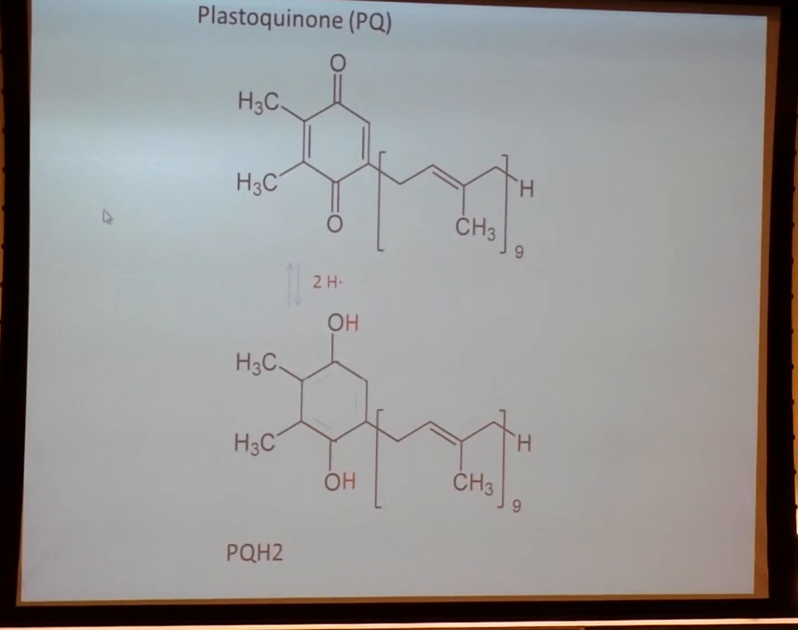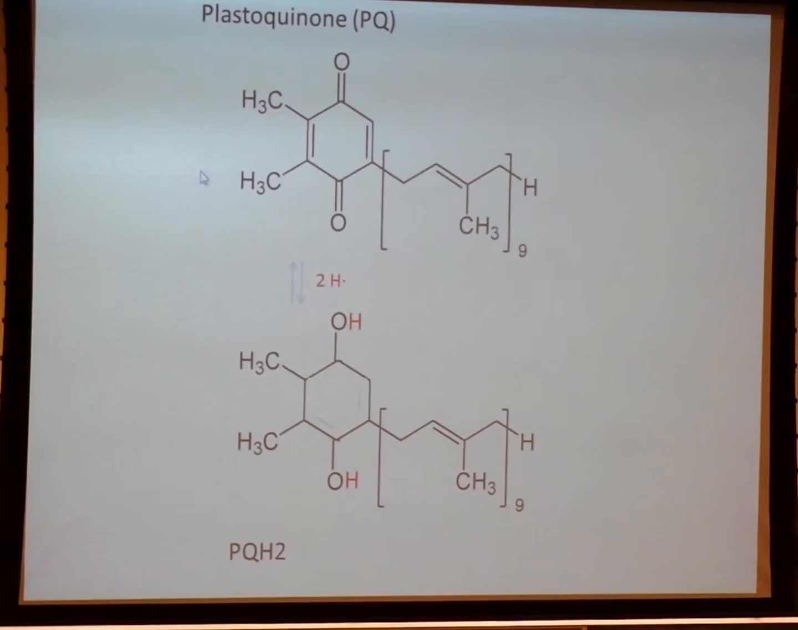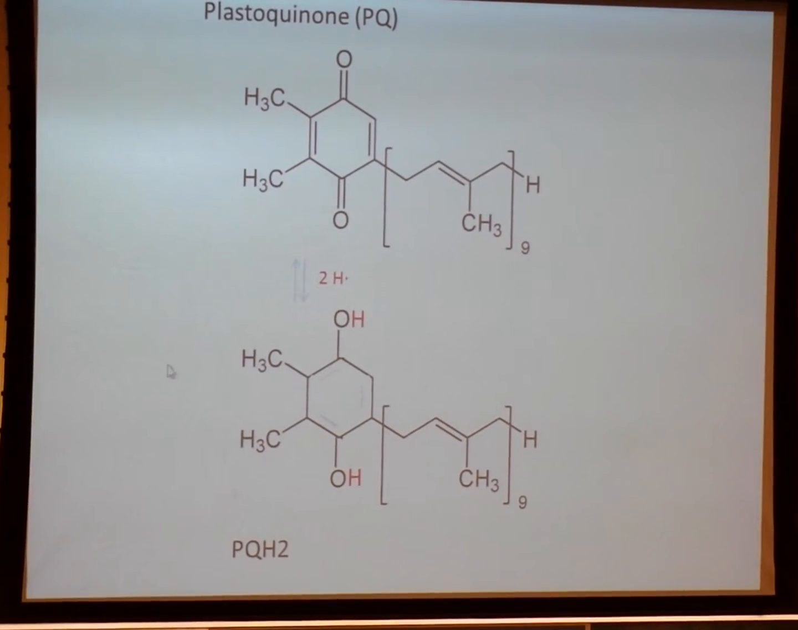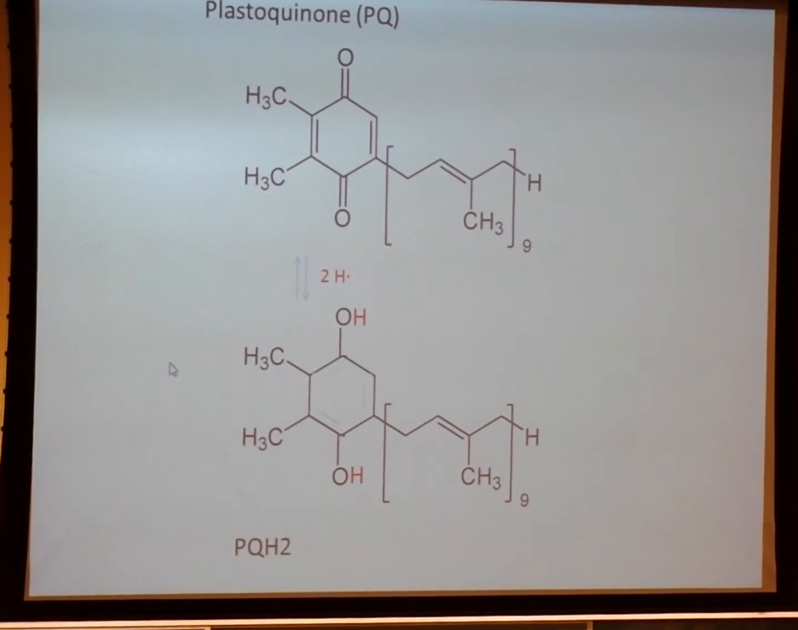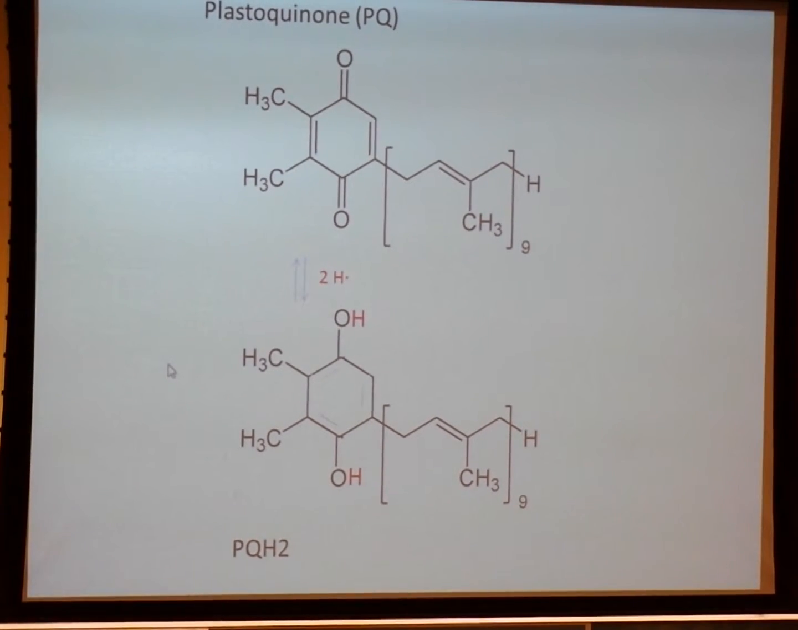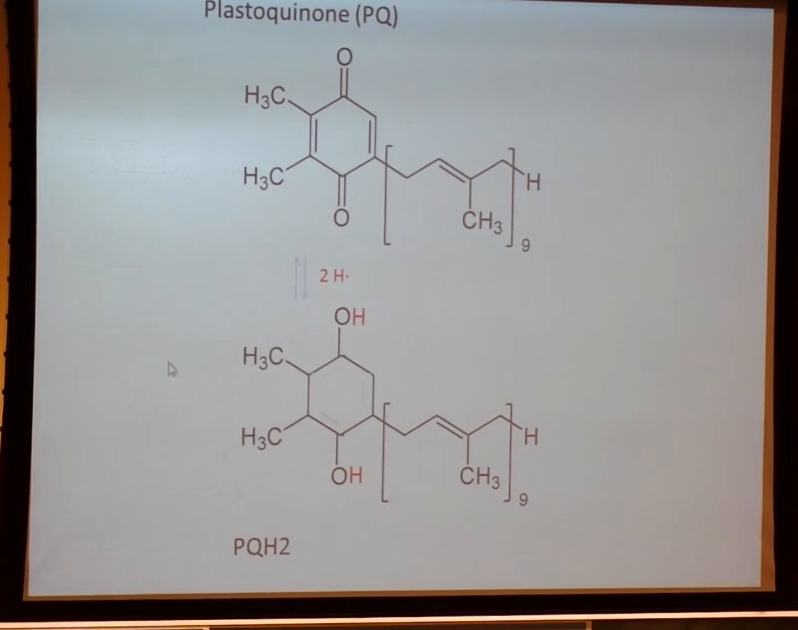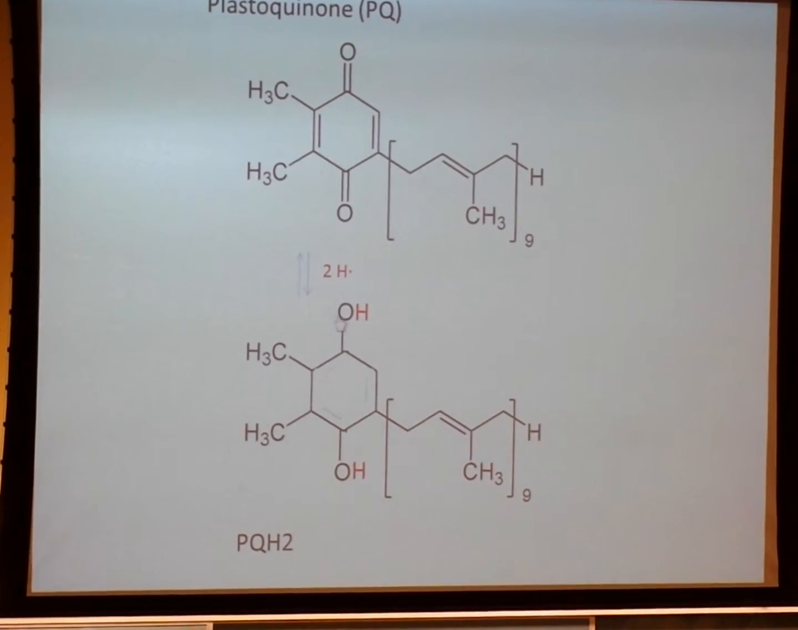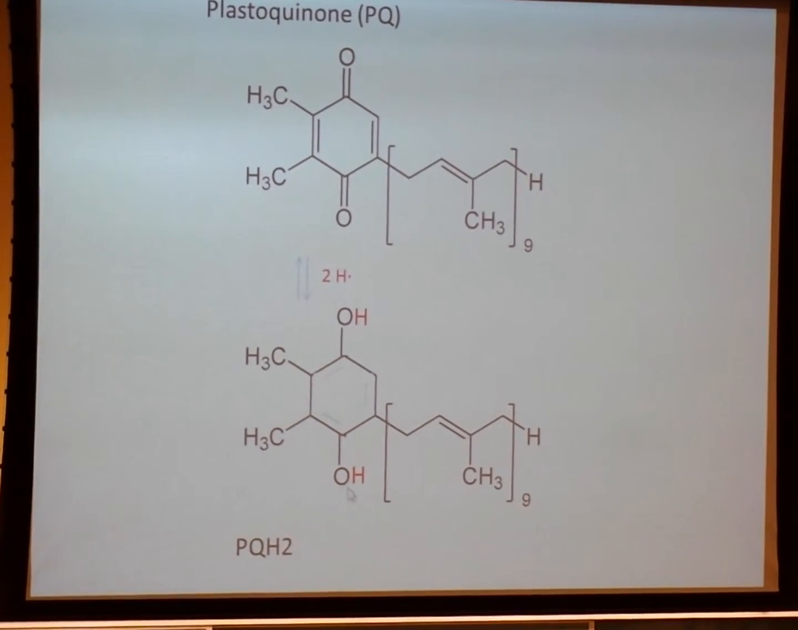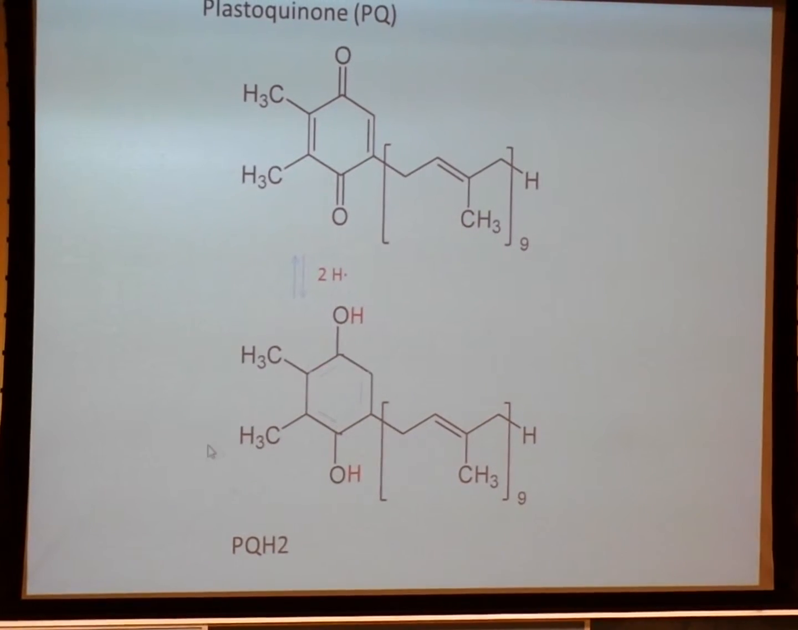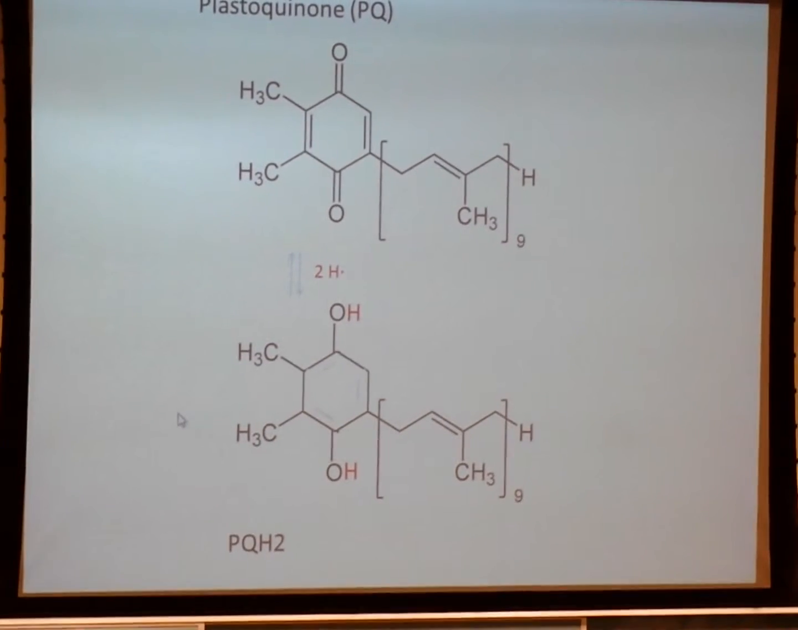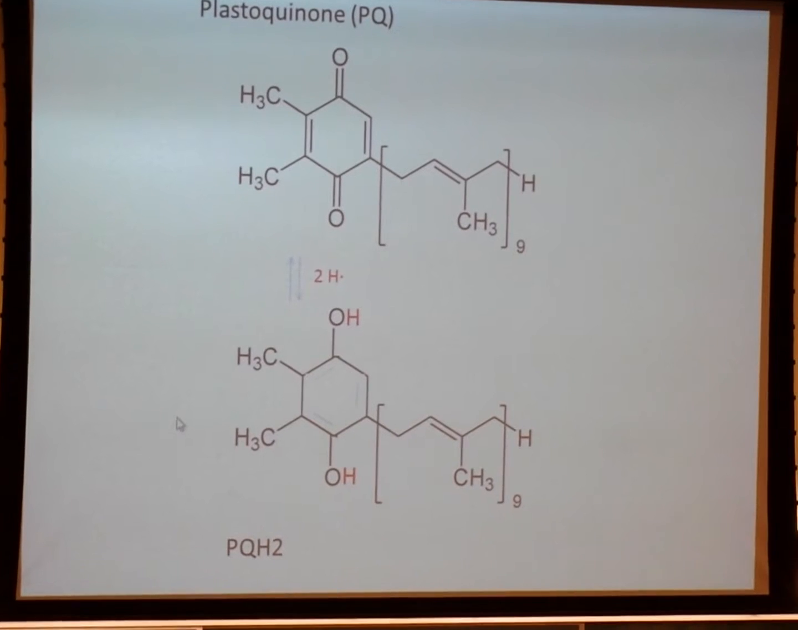Now, between these 2 states, you can have a very stable semiquinone, which is when you only have 1 H dot added. So imagine you had just 1 up here, an H dot, and you don't have this other hydrogen down here. This is a very stable, safe way to carry a free radical.